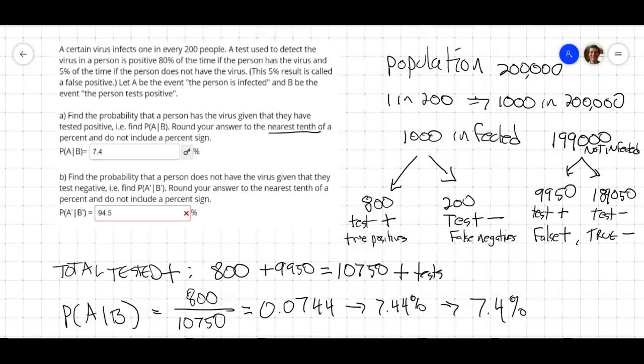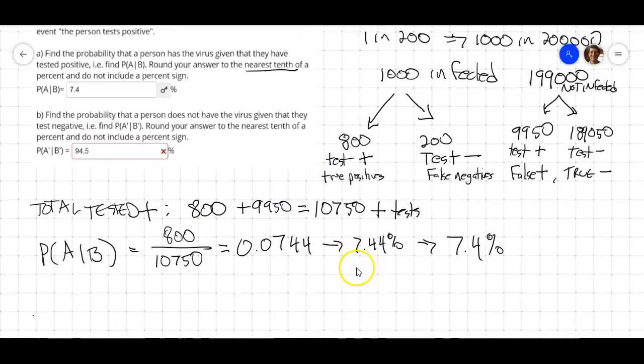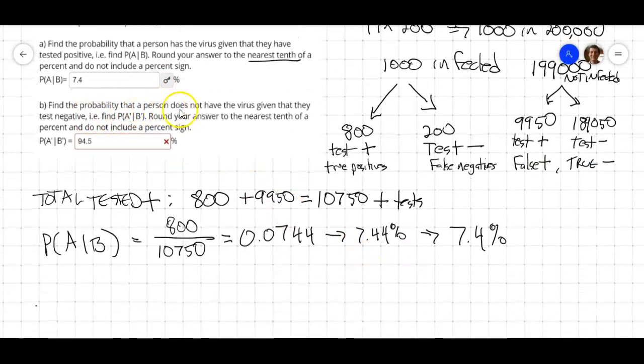So this is a surprising statistic for people. If you tested positive, you only have a 7.4% chance that you were actually infected. And the reason why is all the people that are not infected, the test made a big mistake. Actually, it's a small mistake. It's only 5%. But it gave us a whole bunch of people that tested positive falsely. So of the population that tested positive, not many of them actually had it. Small percent.